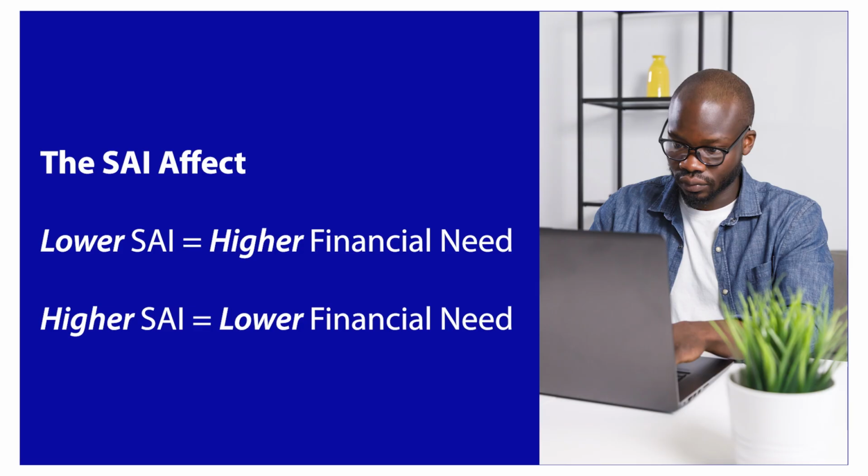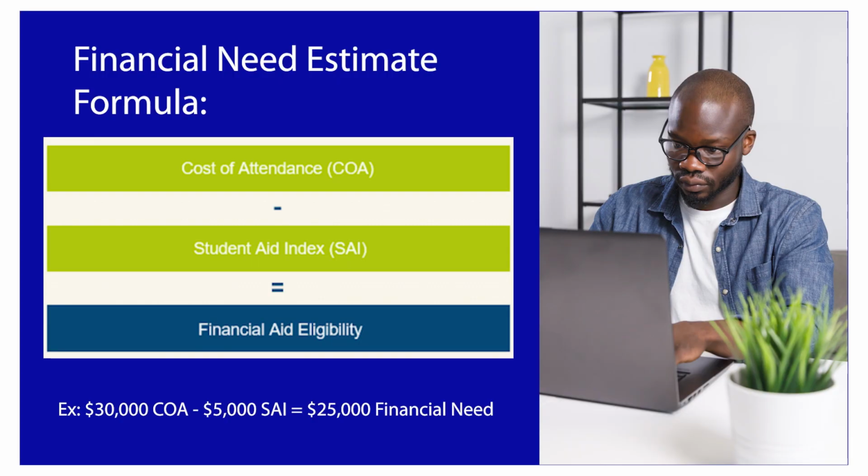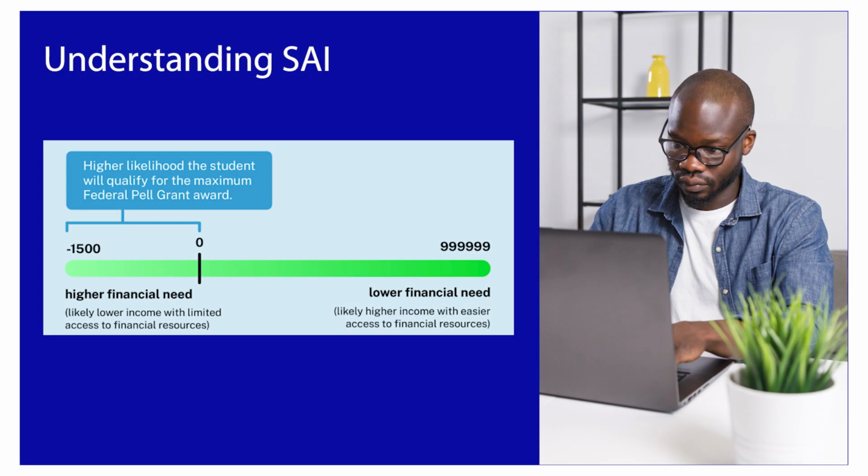You can estimate your financial need with this simple formula. Financial need equals the cost of attendance for the school you're looking at minus your SAI. For example, if a school's cost of attendance is $30,000 a year and your SAI is $5,000, your financial need would be $25,000. Here's how it works in real terms.